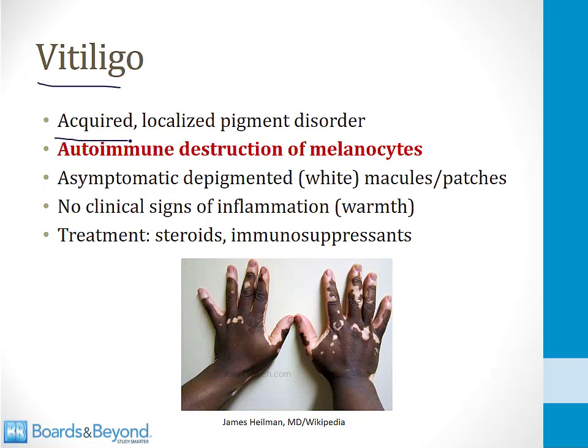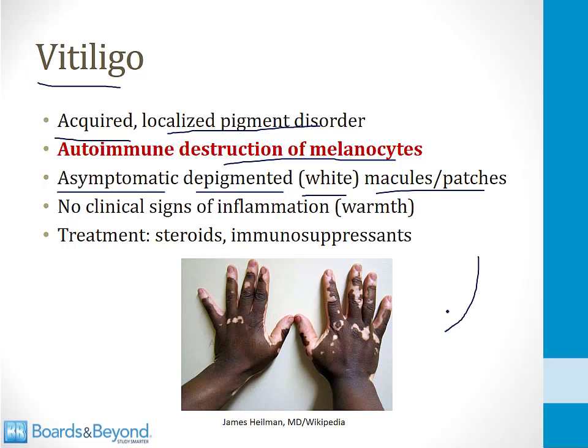The last disorder we'll discuss is vitiligo. This is also an acquired disorder, and it's a localized pigment disorder, meaning it does not affect the entire skin, just portions of it, usually symmetrical portions. This is an autoimmune disorder in which there's autoimmune destruction of melanocytes so that focal areas of skin lose their melanin production. Patients with vitiligo are asymptomatic, so they don't have any itching or pain, but what they do have are depigmented, meaning white areas of macules and patches that are usually symmetrical.